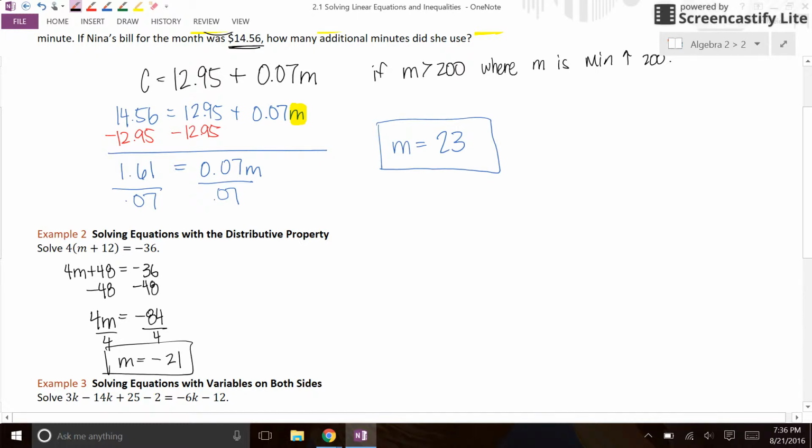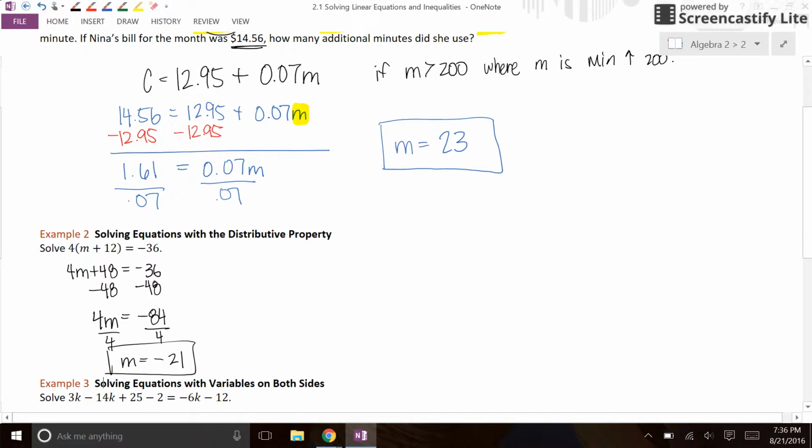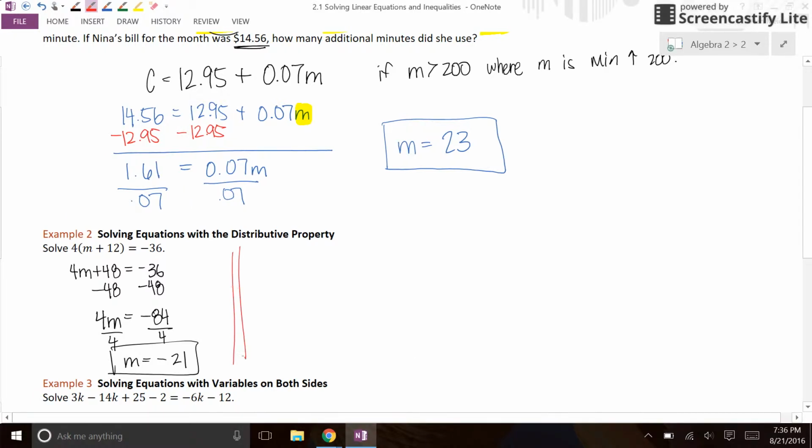M is negative 21. Finished. Done. Love it. Something I'd like to point out, though, is you could have done this a different way. You could have said, 4m plus 12 equals negative 36.